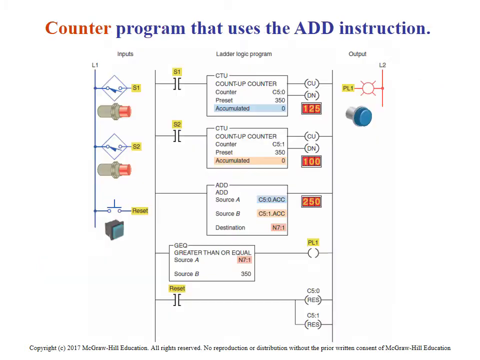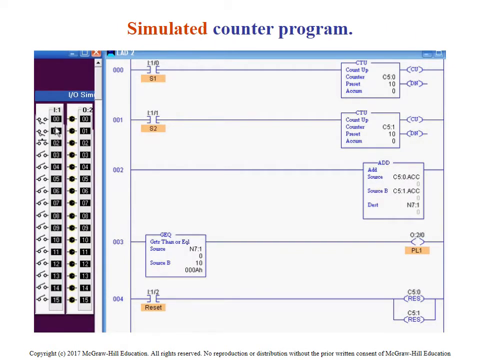Okay, so here they're looking at another application. You'll find this in the book as well, where we've got a couple of counters and an add statement where they're adding the accumulated values of both those counters together and dumping the value here to N7:1. And here you see that whole thing taking place in a simulated form. As soon as that equals 10, bam, your pilot light comes on, and you're in business. Then you reset and start over again.